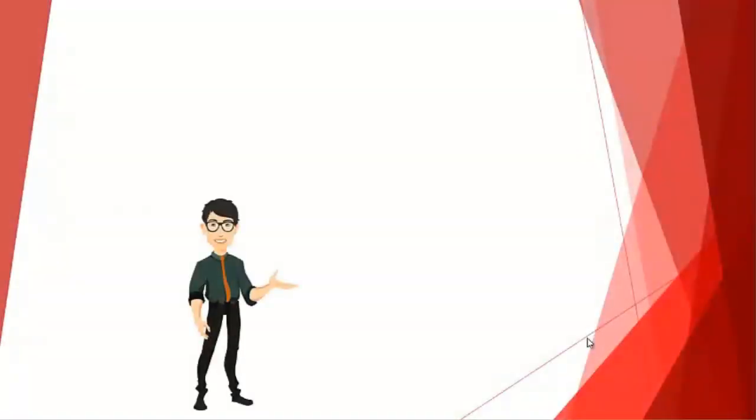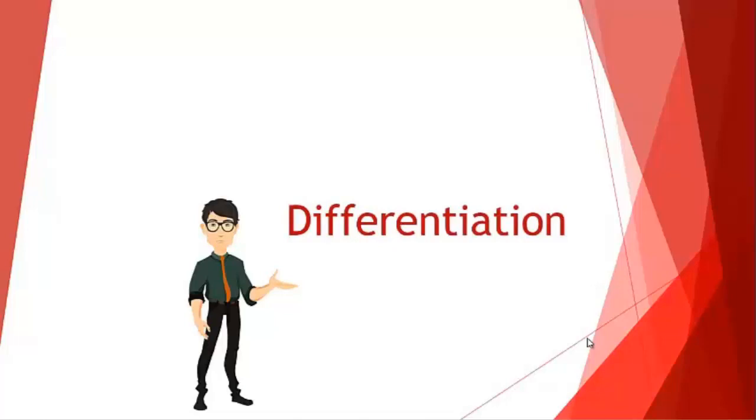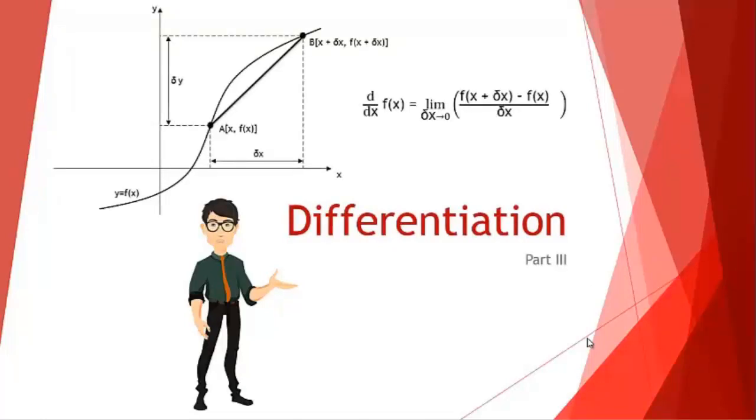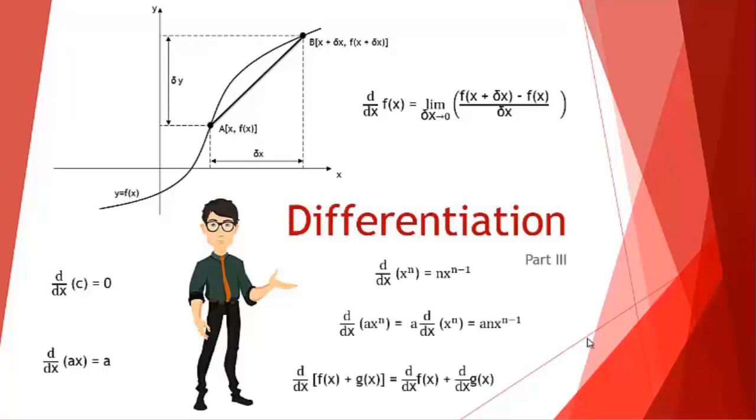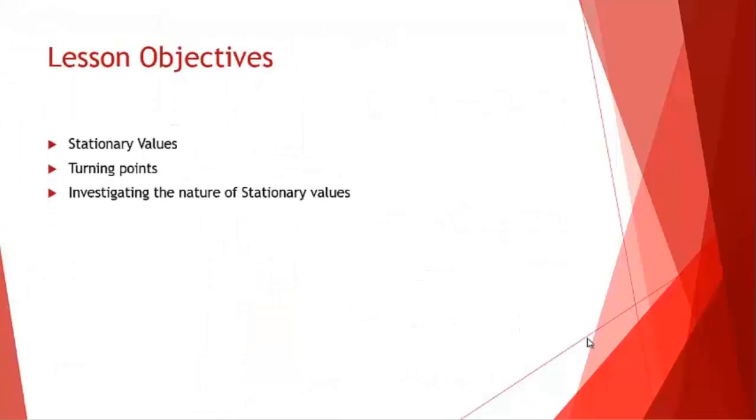Hello everyone, welcome to this part of the tutorial about differentiation. In the previous part we learned about general differentiation and differentiation of a constant, differentiation of ax where a is a constant, and differentiation of x to the power n and ax to the power n. Also we discussed whether differentiation is distributive across addition and subtraction. In this part of the tutorial we are going to learn about stationary values, turning points, and investigating the nature of stationary values.